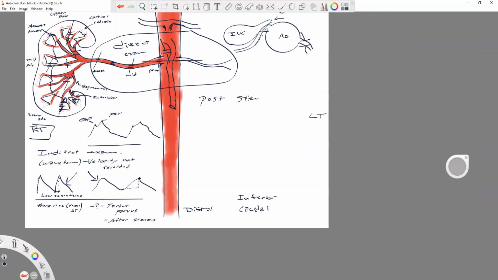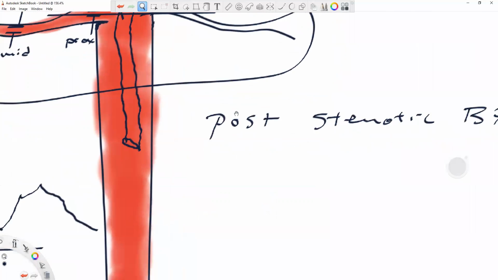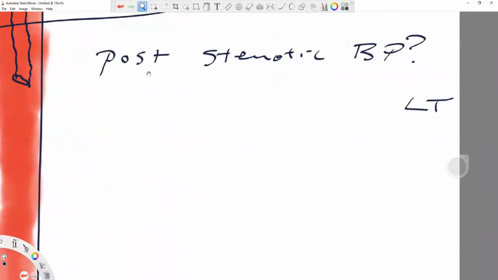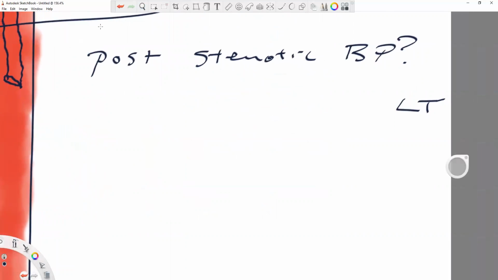Post-stenotic blood pressure, it never comes back, guys. Remember, you go through stenosis, increased velocities. In order to increase velocities, we have to steal energy. That energy is stolen from pressure. Now, of course, there's also post-stenotic turbulence and all that stuff, but really it's the blood pressure that goes down. So what happens?